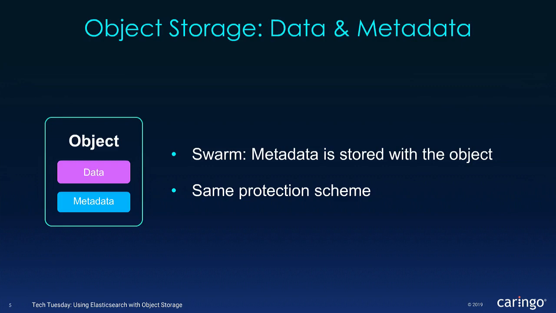And as a result, both the data and the metadata are protected within Swarm storage using the same protection scheme. This allows us to have very good data resilience, not only for the data itself, but also for the metadata characteristics associated with it. So John, we have a question from the audience. Is the metadata stored with the object in all object storage systems, or is that unique to Swarm?